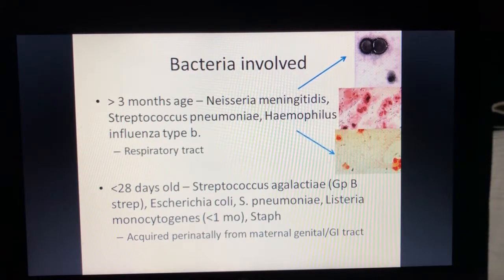The other common organism is Haemophilus influenzae type B. And then if we look at the neonatal group, there's a different group of organisms. Group B Streptococcus and E. coli predominate, with Strep pneumoniae being a little less common, and in the under 1 month old group, particularly Listeria. These are usually organisms that are acquired perinatally from the maternal genital or gastrointestinal tract.